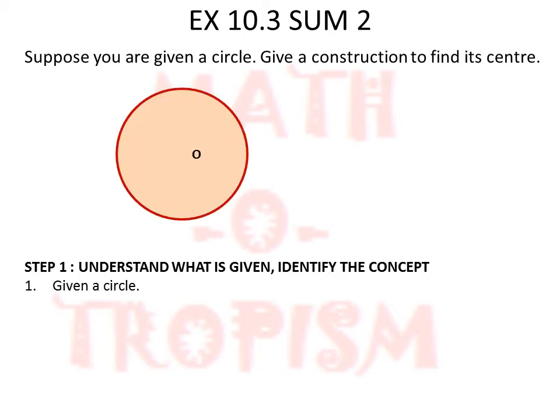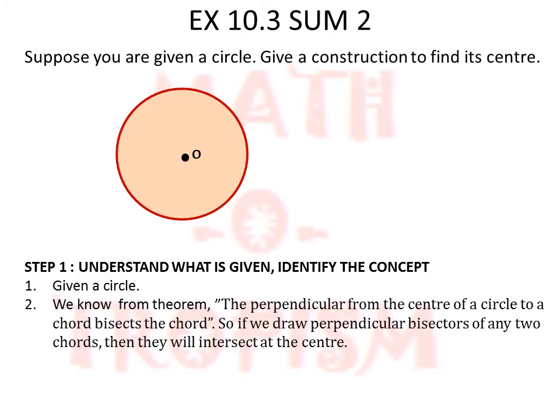So first is given a circle. Now we know from theorem that the perpendicular from the center of a circle to a chord bisects the chord. So what does that mean? It means that if we draw a perpendicular from the center of the circle to a chord, then that is going to split the chord into two equal halves.